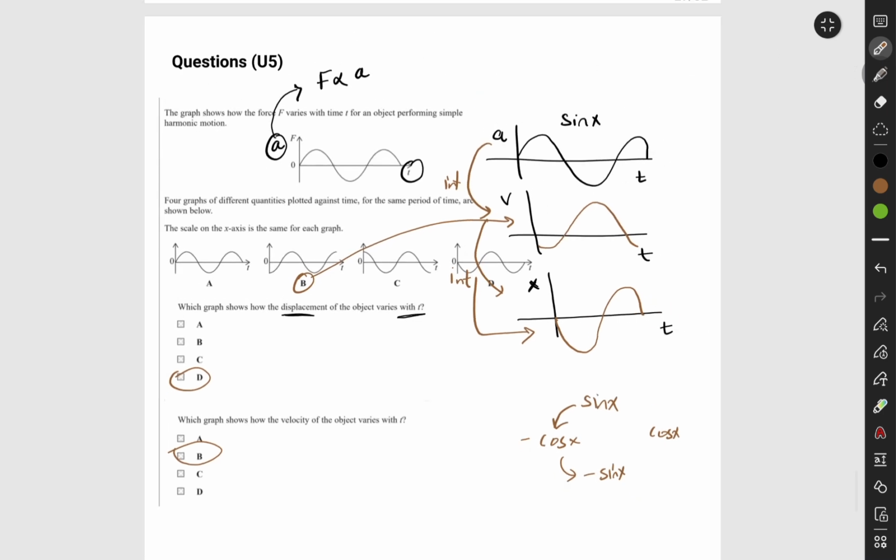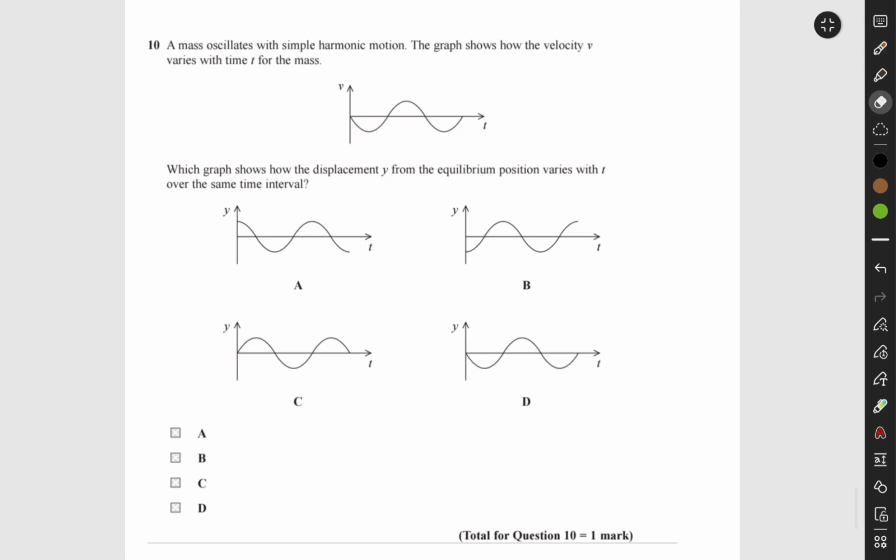Now let's move on to the next part. So we've got the next question here. We've got the velocity time graph now. And this is a minus sine x graph. Okay. This is going to be a minus sine x graph. Now, we're going to go from velocity time graph to displacement time graph. So that's going to be needing some integration. Okay. So it's a very simple thing.